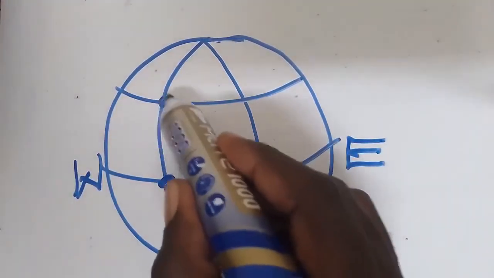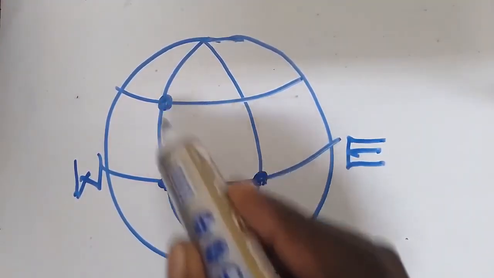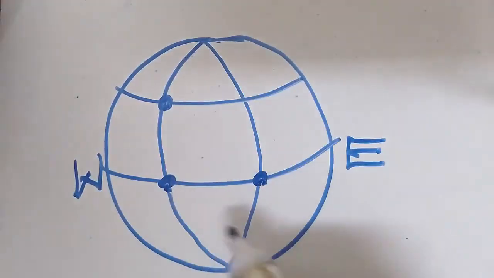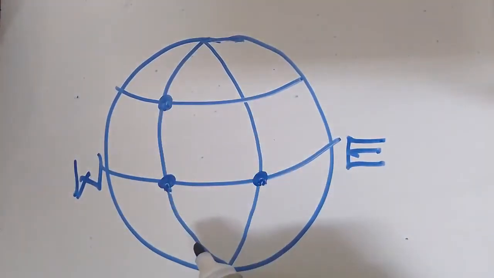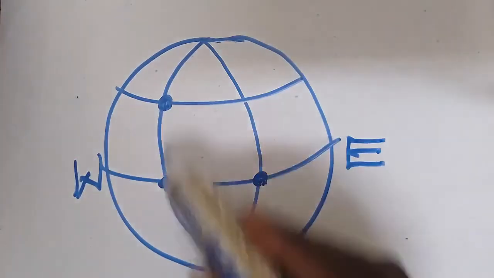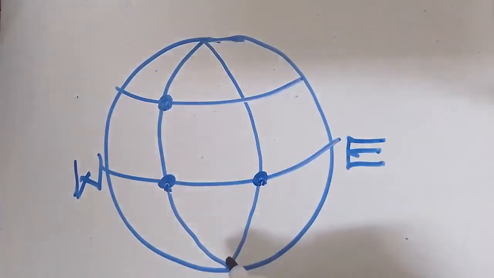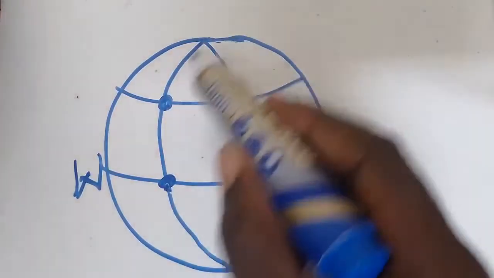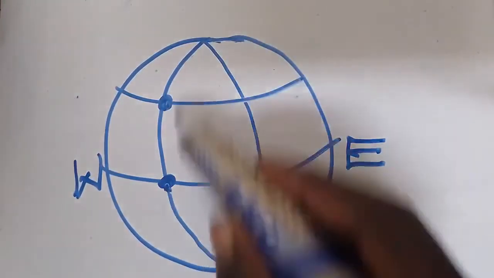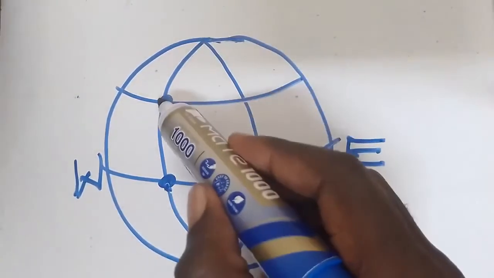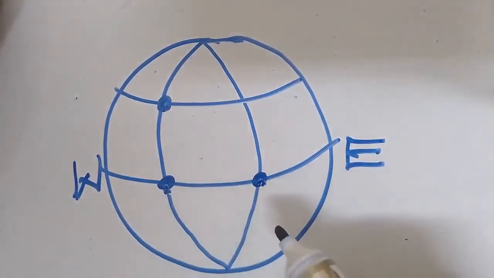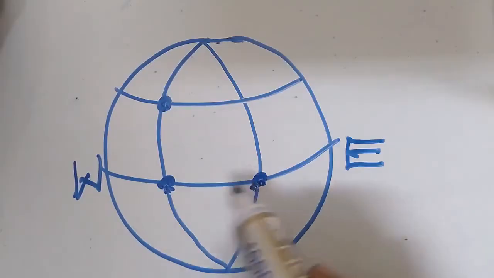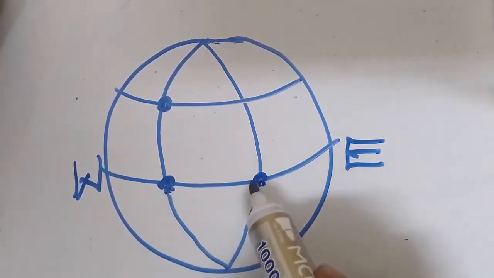But the time that is there is the same time that is there because they are on the same what? Same longitude. You need to get this point. This is what you need to know and understand. So since they are on the same longitude, the time that is there and the time that is there, they are the same. But the time that is there and the time that is there is different.